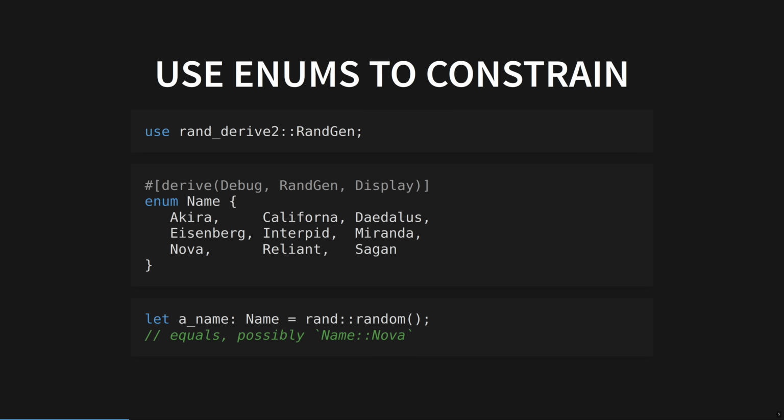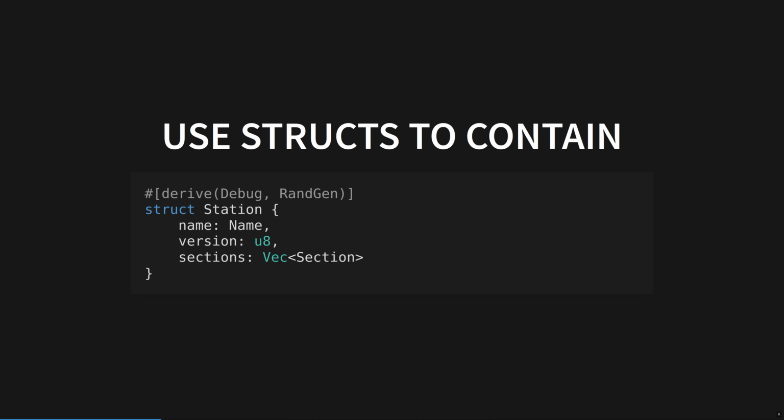Let's plug our name enum into the station. Here is our space station struct. It has a name, which is one of the limited collection of valid names which NASA, the Federation, or whoever allows us to use. A version number, so we can tell the different satellites that are of the same name apart, and a vector of sections. As you will recall, a vector in Rust is like a list in other languages. There can be any number of sections, including none.